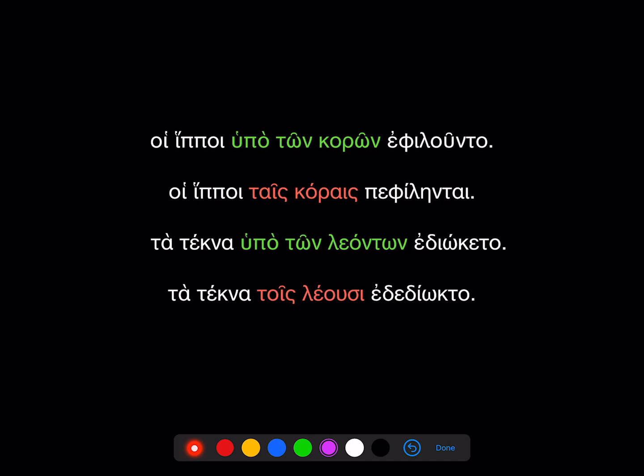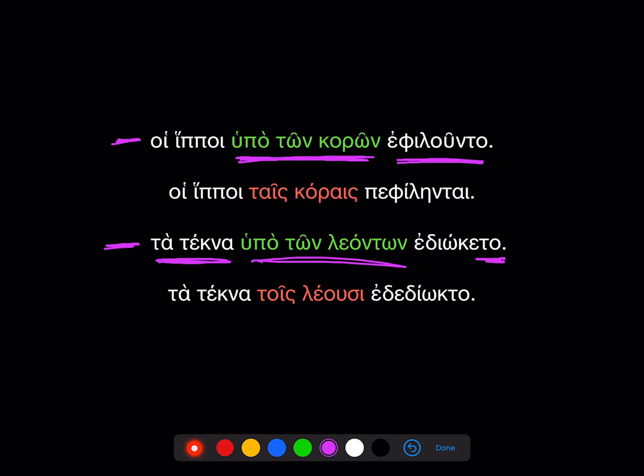Okay, let's look at one final complication with the perfect and pluperfect passive. Let's look at this example, which has an imperfect passive. Hoi hippoi hupo ton koron epilunto. So the horses were being loved by the girls. So that's a genitive of personal agent with this imperfect passive. Or let's look at this example. Ta tekna hupo ton leonton ediokonto. So ta tekna, the children, is neuter plural, so it has a singular verb. The children were being chased by the lions.